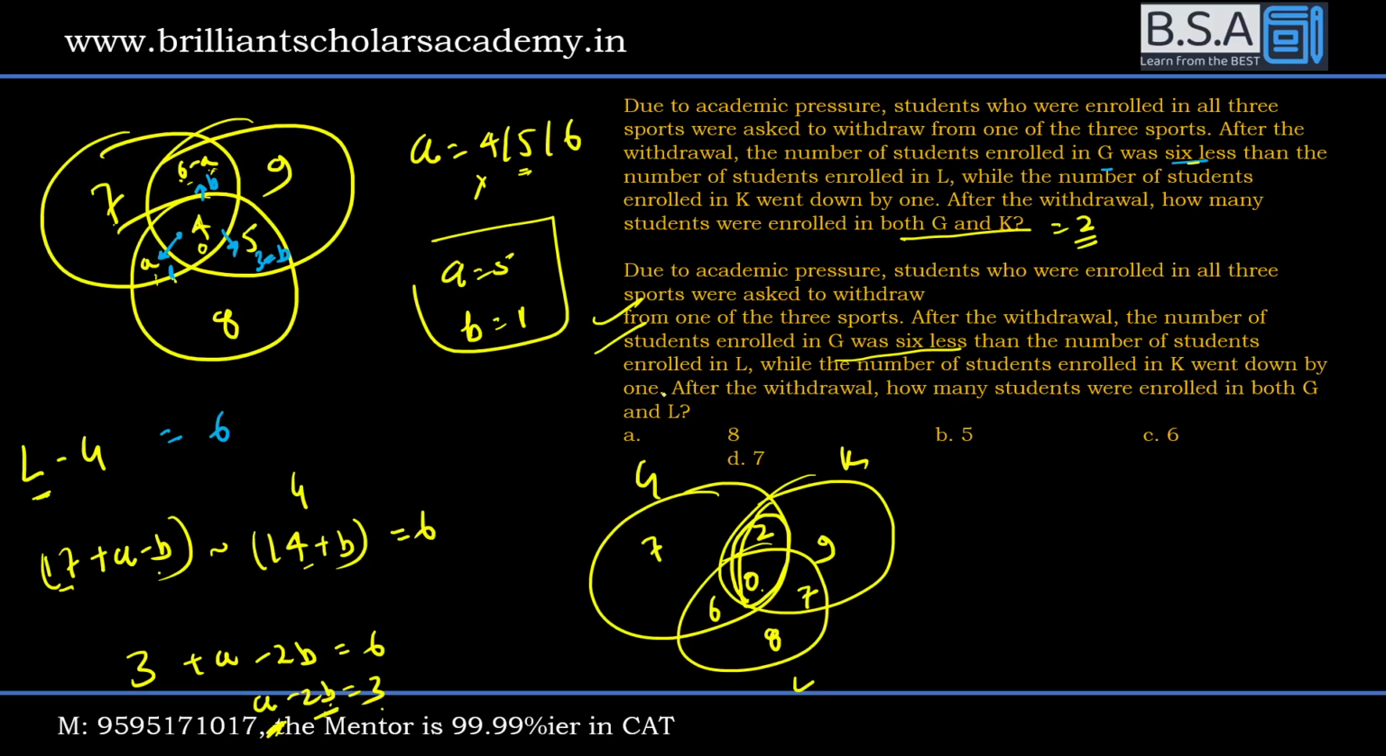K went down by 1, तो यहाँ तक सब same है. After withdrawal, how many students were enrolled in both G and L? तो G and L आप देखो यहाँ से है 6 and 0, 6 and 0. तो how many are enrolled in both? 6. ये थोड़े से advanced questions हैं, ये CAT के questions हैं 2018-19 के. Take your time, observe, video pause कर करके देखो, repeat कर करके देखो if you have to. जब time मिलता है आपको solve करने का तो I would suggest you actually try and solve.